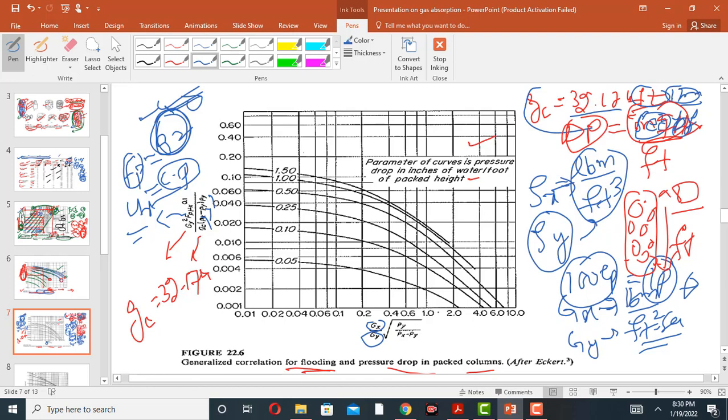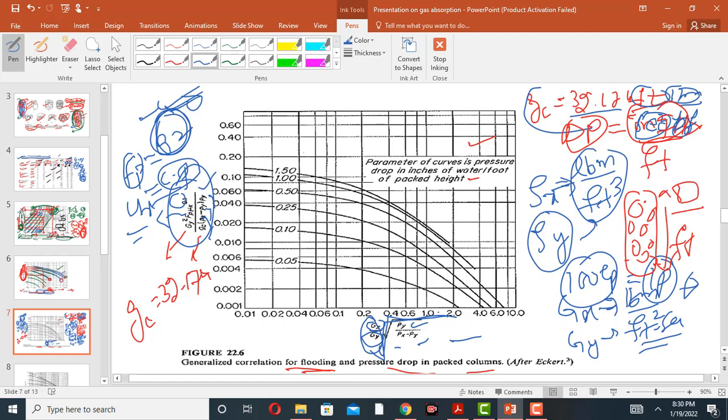And this is Gy to the power 2 into Pf into Ux to the power 0.1 divided by Gc into rho x minus rho y into rho y. This is on the y-axis, and on the x-axis is Gx divided by Gy into the root of rho y divided by rho x minus rho y.